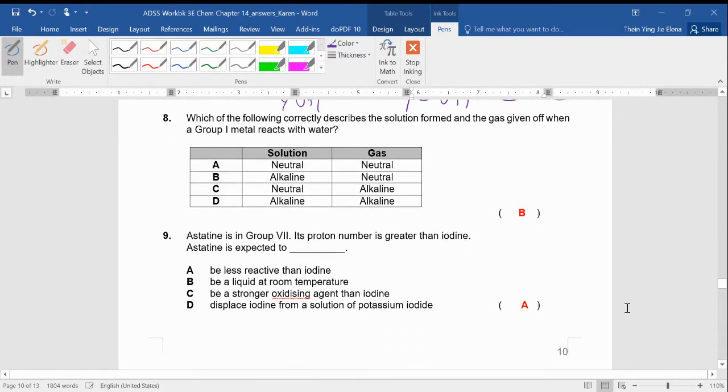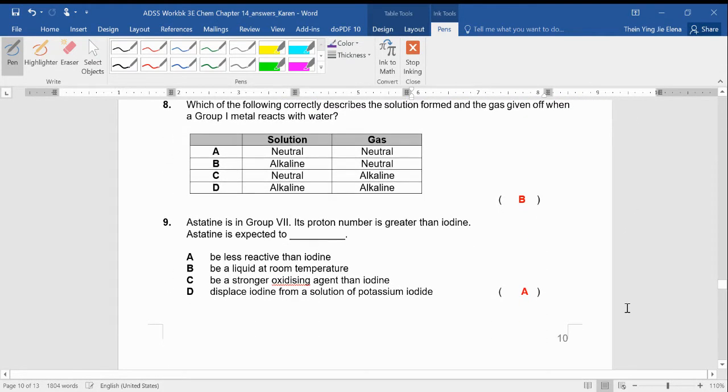Next. Which correctly describes the solution formed and the gas given off when a group 1 metal reacts with water? So the solution formed is hydroxide, right? So it's definitely alkaline solution being formed. So it's either B or D. The gas given off just now, we found out it is hydrogen. If you recall, hydrogen gas is considered neutral. Okay, answer is B.